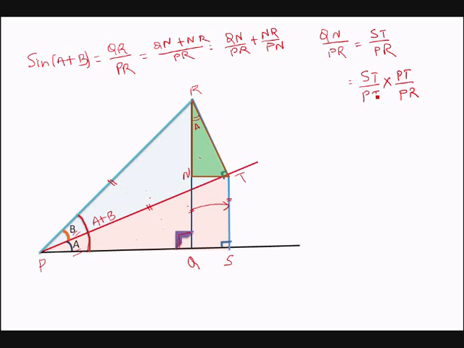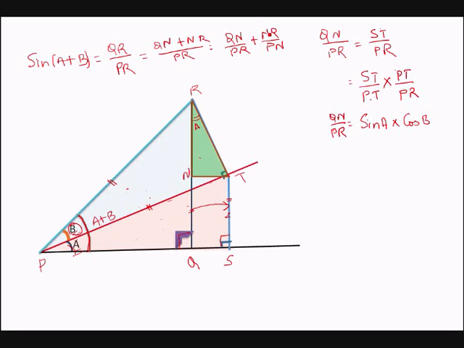I am multiplying and dividing this ratio by PT. Now let me see what is ST over PT. ST is here and PT is here. So ST is nothing but the opposite side for A and PT is the hypotenuse for this triangle. Therefore, ST over PT will be opposite over hypotenuse for angle A. Therefore, it is sine A. Now, what is PT over PR? PT is adjacent for angle B and PR is the hypotenuse of this triangle. Adjacent over hypotenuse gives cos and it is with angle B. Therefore, QN over PR is sine A cos B.